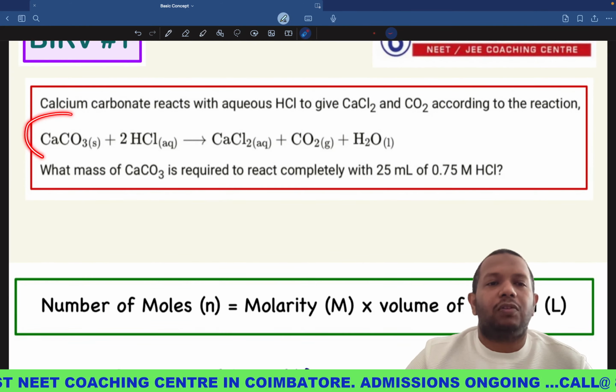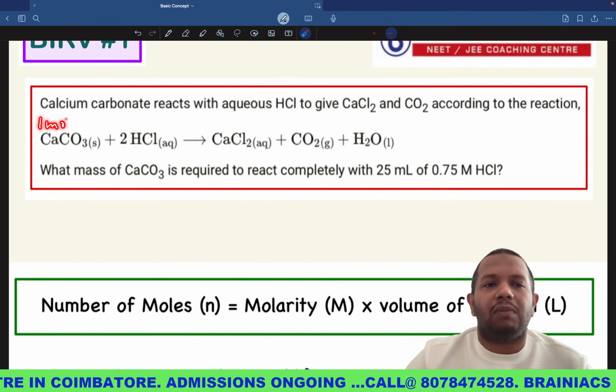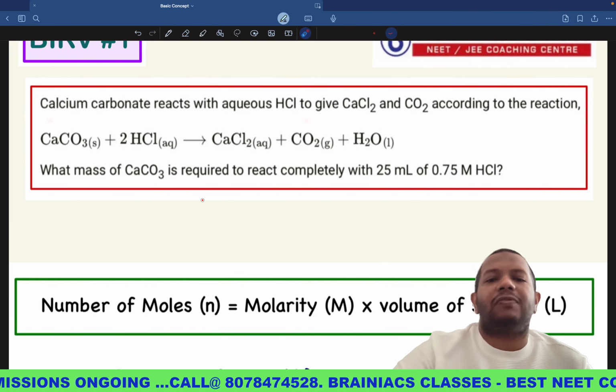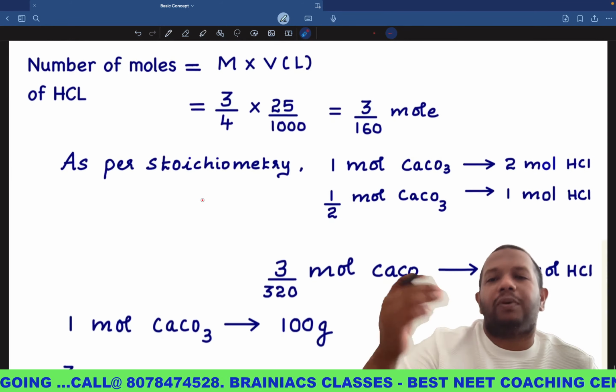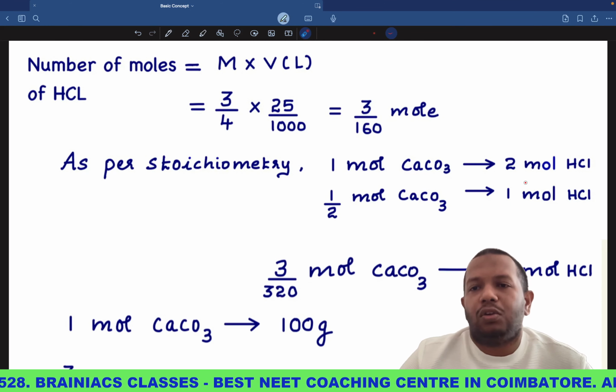We know the number of moles of calcium carbonate. Now we need to calculate from stoichiometry. 1 mole of calcium carbonate will give you 1 mole of carbon dioxide. Only this point you need to know. So 1 mole calcium carbonate reacts with 2 moles of HCl.